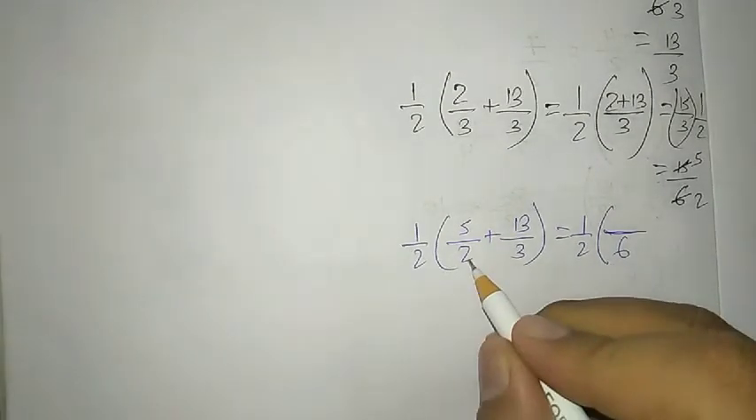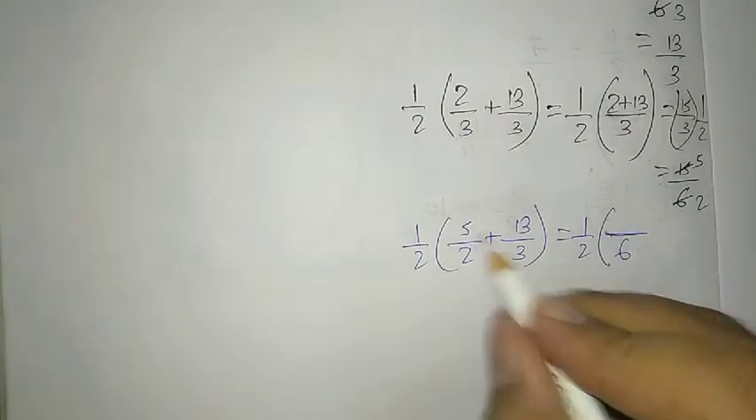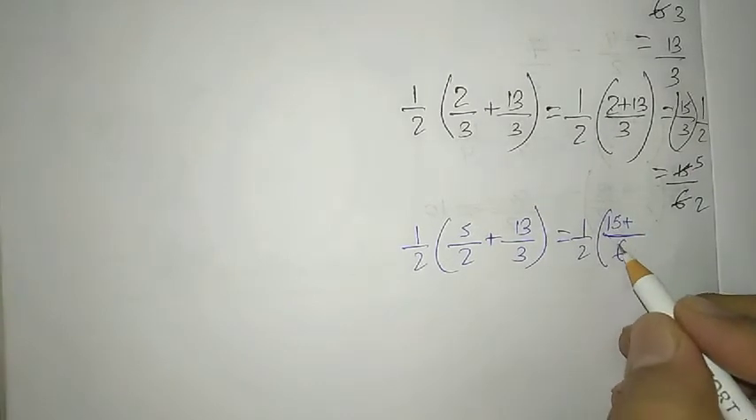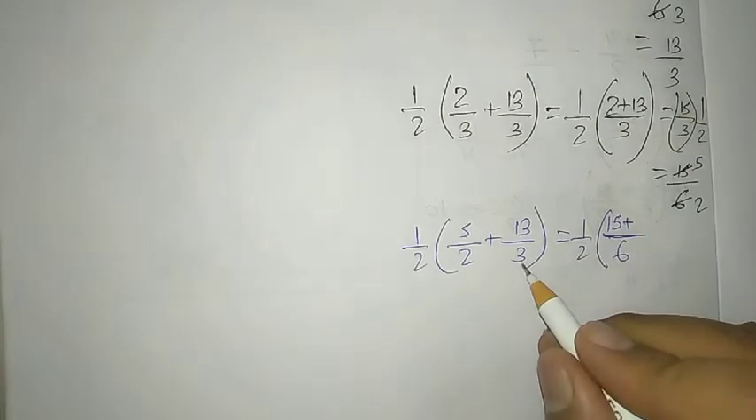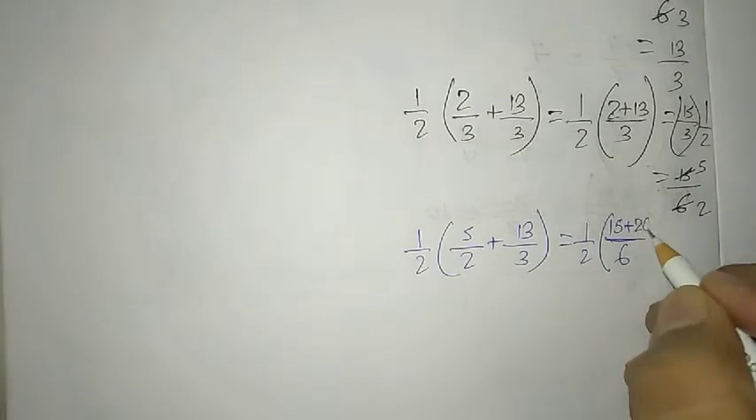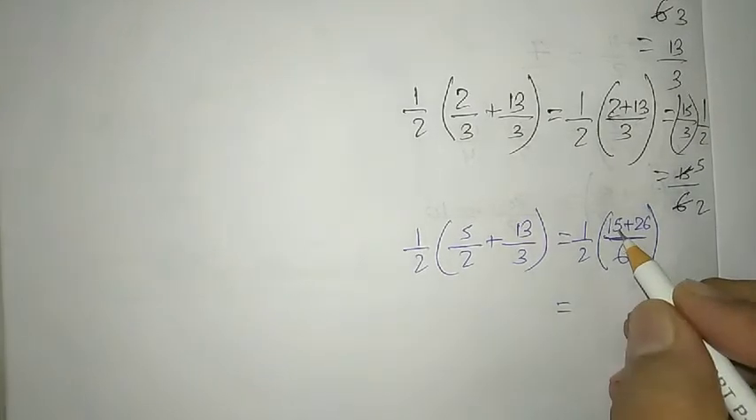So 6 divided by 2 gives you 3. That 3 is to be multiplied with 5. 3 5s are 15, plus again 6 divided by 3 gives you 2. 2 into 13 gives you 26. So this gives you 15 and 26.